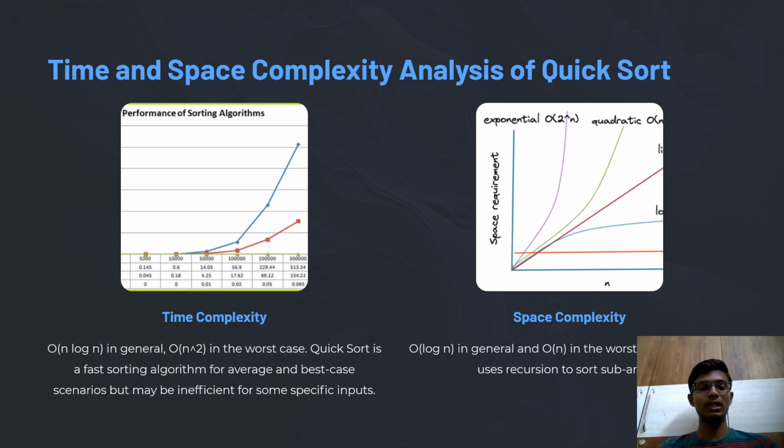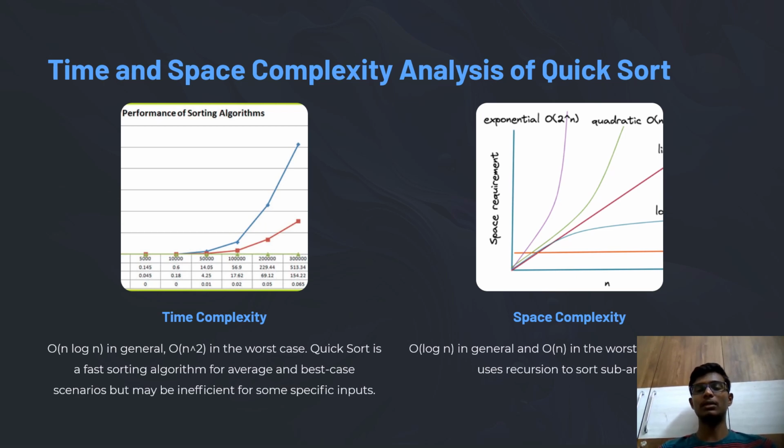So, we will be calculating the number of basic steps required to execute an algorithm. That is known as time complexity. And there are three scenarios in time complexity: worst case, best case, and average case. In the case of the quicksort algorithm, the time complexity is big O n log n in general and big O n square in the worst case, and in the average case, it is big O n log n. Quicksort is a fast sorting algorithm for average and best case scenarios, but may be inefficient for some specific inputs. This is the time complexity of the quicksort algorithm.